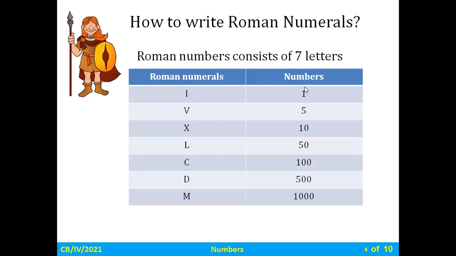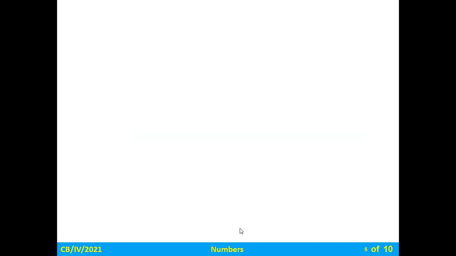So as you can see here, number 1 is I, number 5 is V, number 10 is X, number 50 is letter L, number 100 is letter C, number 500 is letter D, and 1000 is letter M. So these are the 7 letters used with certain rules. Now let us learn those rules.